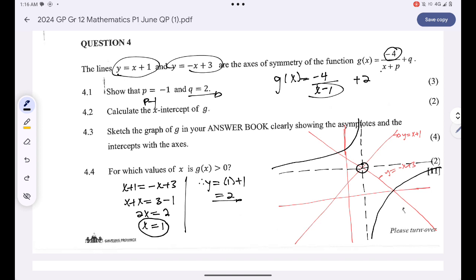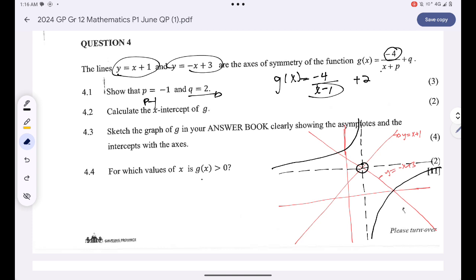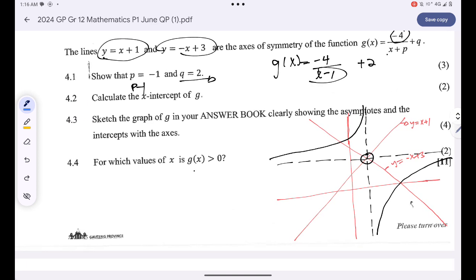Now they want us to calculate the x-intercept of g. For me, guys, to find the x-intercept, I don't care what kind of graph I have. All I have to do is to make y equal to 0 and solve for x. Are you together? I have g of x being equal to negative 4 all over x minus 1 plus 2.